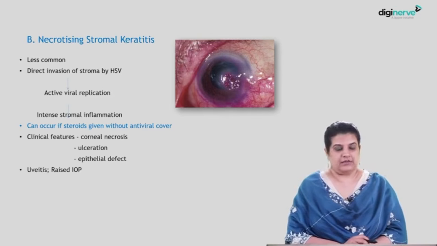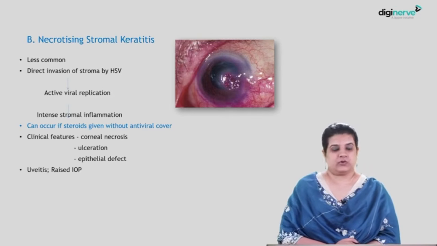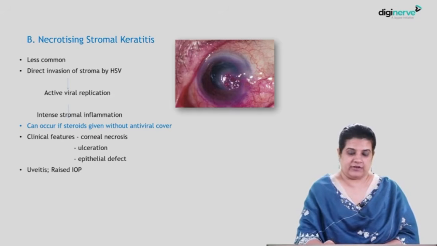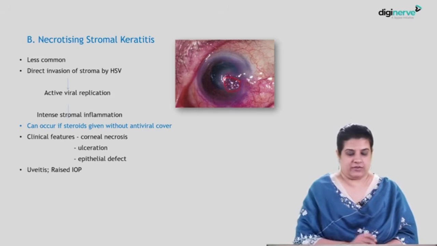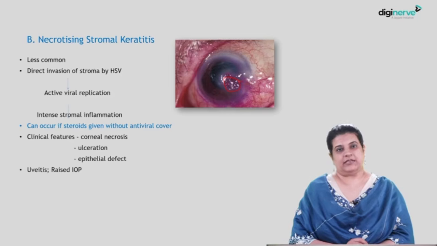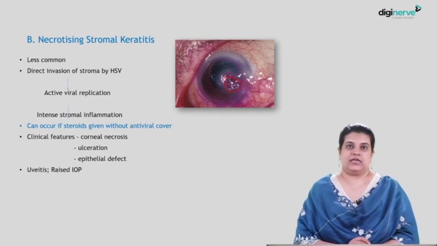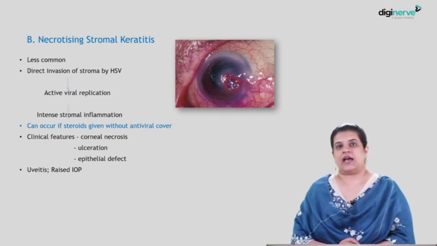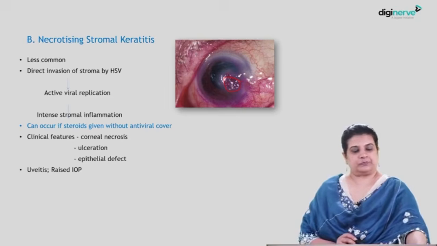The clinical features of necrotizing stromal keratitis include corneal necrosis, which is very evident right in the paracentral area of this image. There is ulceration and there is an overlying epithelial defect over this ulcer. It is also associated with uveitis, and thus these patients can have raised intraocular pressure.